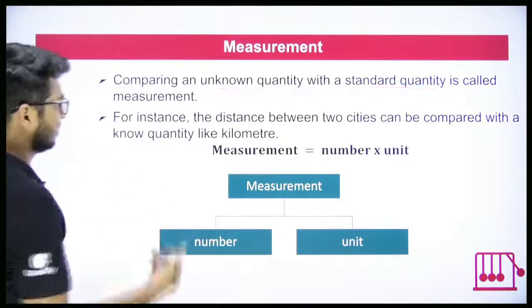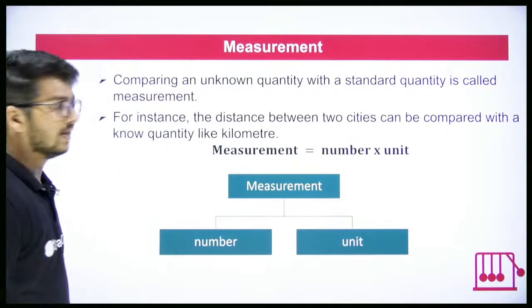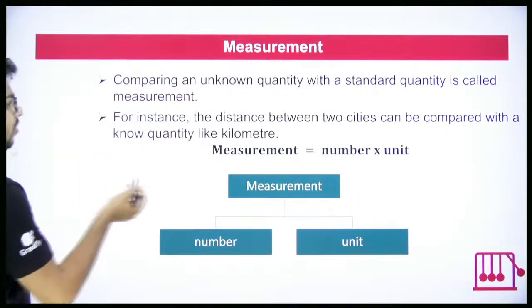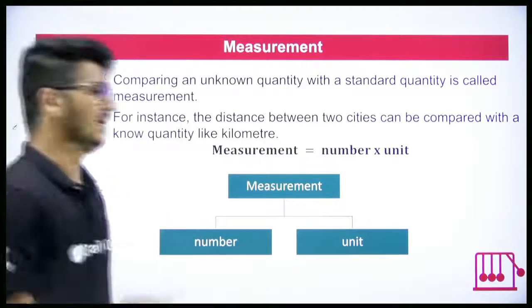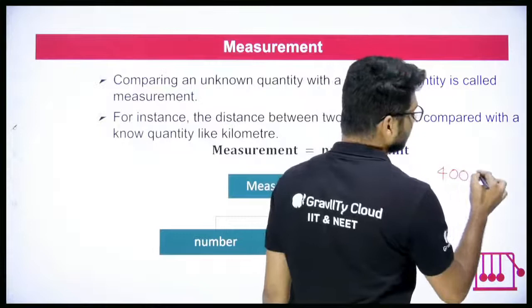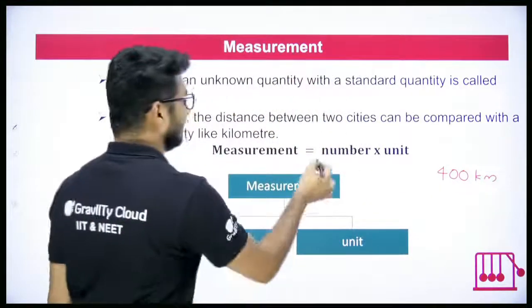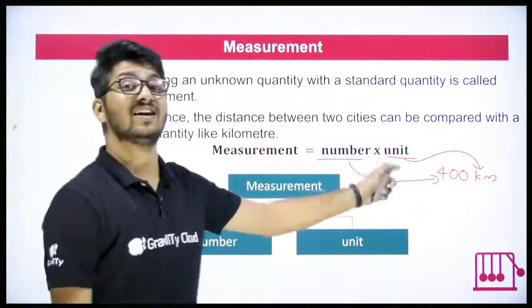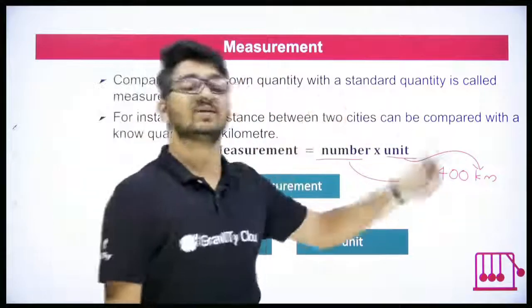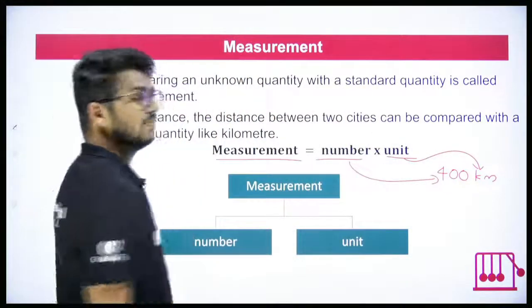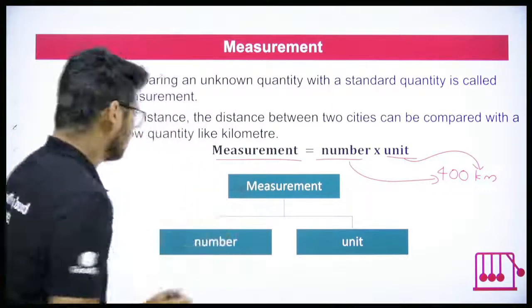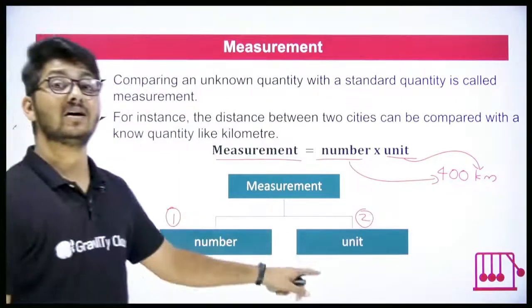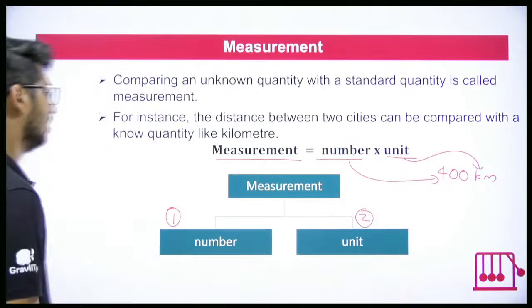As you know, we just went into the example. The distance between two cities can be compared with a known quantity, like kilometer, and we have taken an example of 400 kilometers. In that, the number is 400 and the unit is kilometer, and combined, this 400 kilometers is the measurement. So measurement has two parts. The first part is the number and the second part is the unit. Simple? Clear?